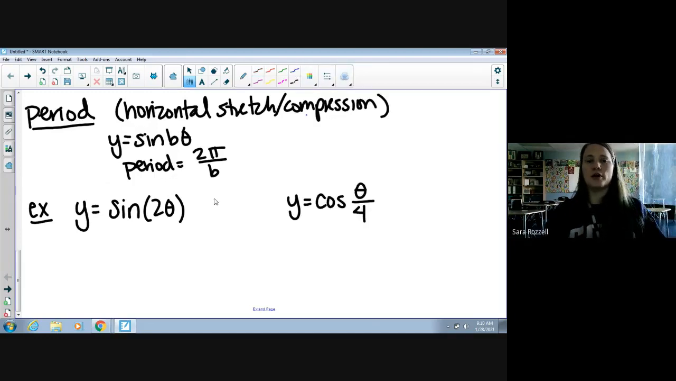So we first identify what our b value is, what's in front of our theta. Then we plug it into our period formula so we know how long we have to get through one of our rotations.